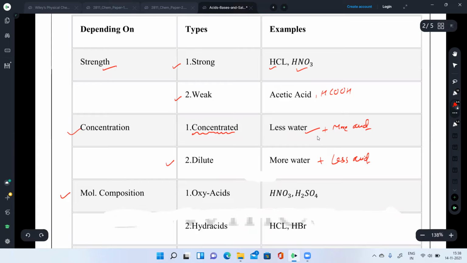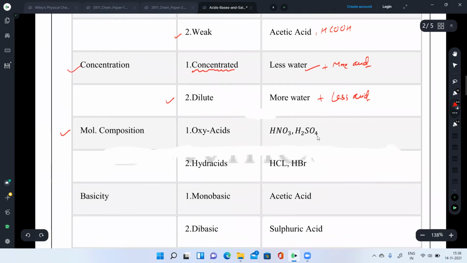The third one is molecular composition. On the basis of molecular composition, it is divided into two parts, oxyacid and hydroacid. Oxyacid means the acid which contains oxygen. See, here it is oxygen, here it is oxygen. And hydroacid means it has only hydrogen, not oxygen, like HCl, HBr, HI, and similarly H2S. Such types of acids are hydroacids.